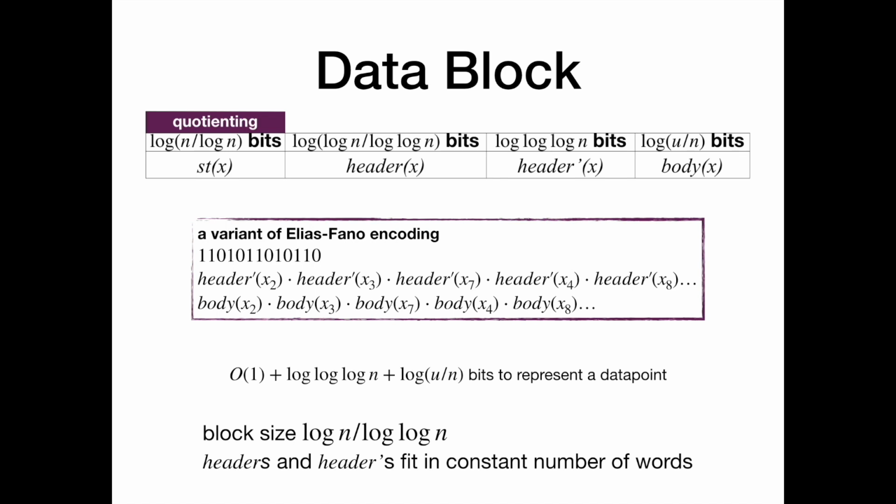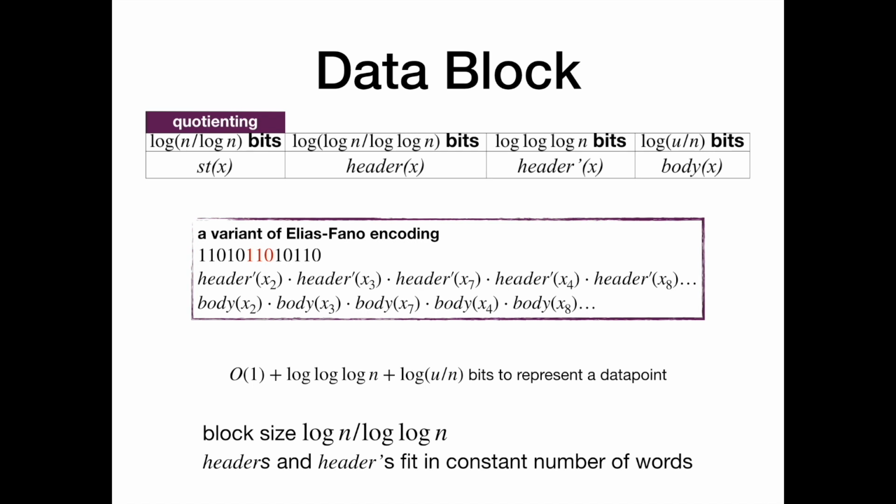A data block is represented by a variant of Elias-Fano encoding. The code word consists of 3 parts. The first part represents the population of the headers. For example, the bit string in the slide means there are 2 data points having header 0. One data point has header 1. 2 data points have header 2. The second part is the concatenation of all header primes. The third part is the concatenation of all bodies.